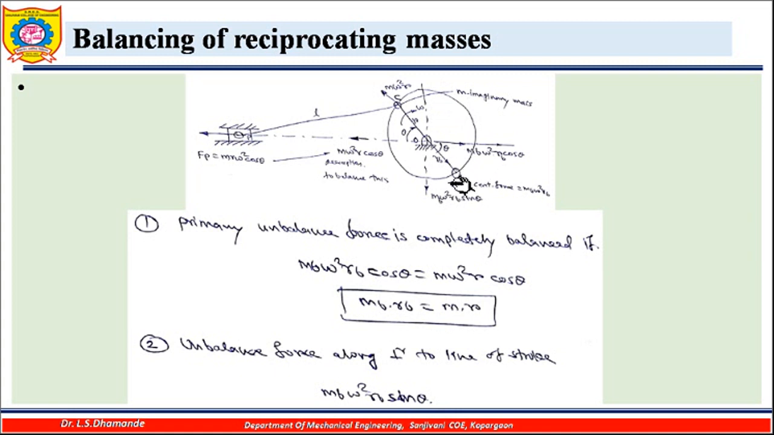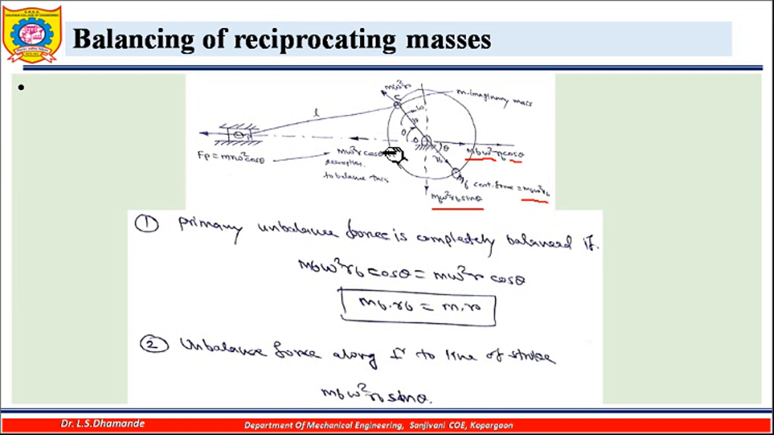Now if I put some mass over here, say mb mass, the force introduced will be mb into omega square into rb, where rb is the radius of the balancing mass. So mb omega square rb into cos theta. This force will have two components: one is mb omega square rb cos theta, and since it is in the fourth quadrant, there is a rightward component along the x direction and a downward component in the y direction, mb omega square rb sin theta. These two components will be there.